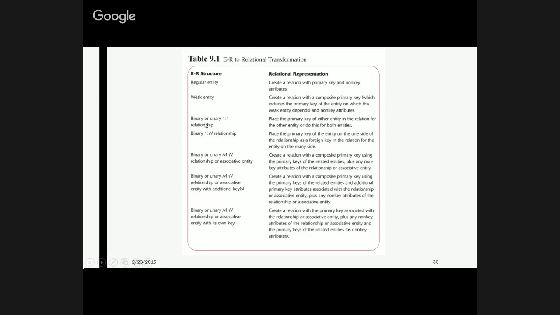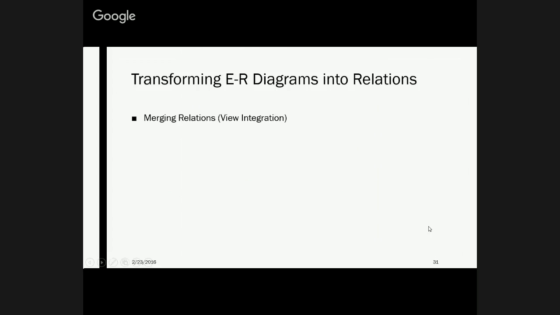And then it just shows all these other relations that we just talked about. So merging relations, which they call view integration in this book. The idea is we want to remove redundant relations.